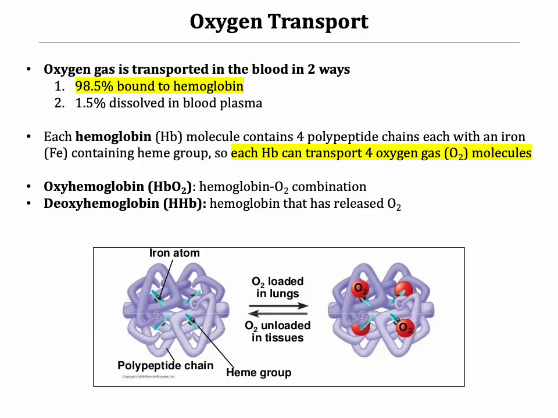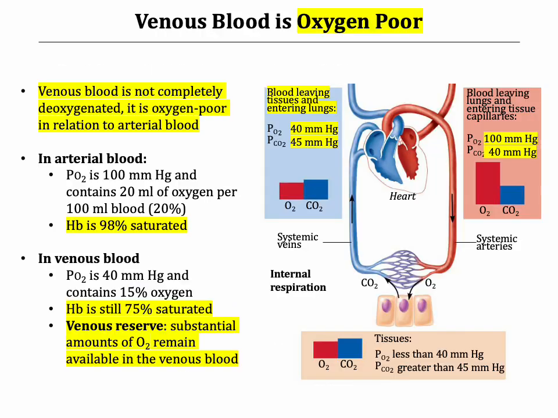Oxyhemoglobin is a name we use when oxygen is bound versus deoxyhemoglobin when oxygen has been released. One important thing to realize is that venous blood is not completely deoxygenated. Even though I've used that term throughout the semester, it's really just to be a little dramatic and really emphasize the difference between arterial and venous blood. Because in reality, venous blood is oxygen poor. It has less oxygen in comparison to the arterial blood.